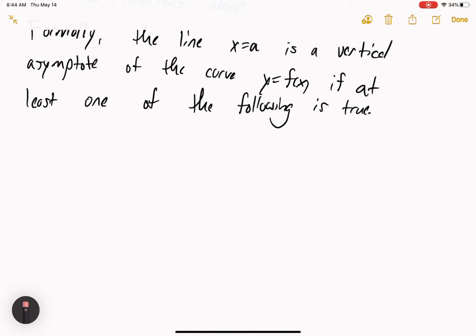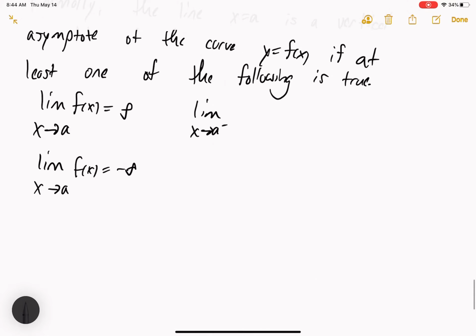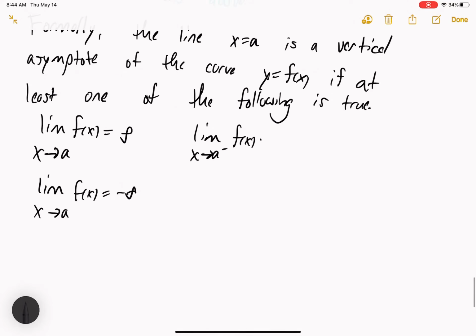So here are the 6 possible cases. So we have the limit as x goes to a of f of x is equal to infinity. Limit as x goes to a of f of x is equal to negative infinity. And then we have to do the same thing from the left, of f of x equal to positive infinity. Limit as x goes to a from the right of f of x is equal to positive infinity.